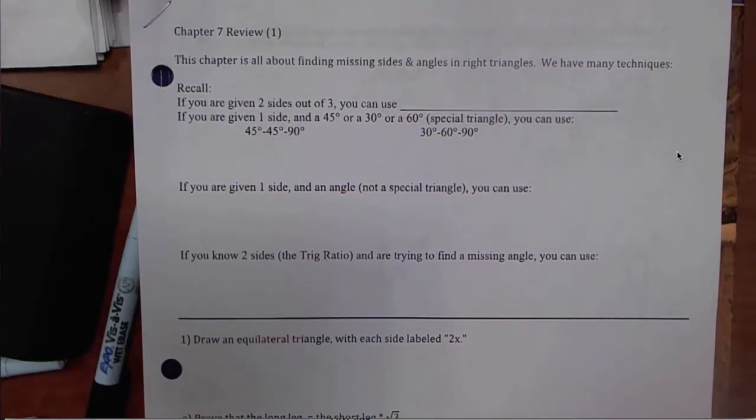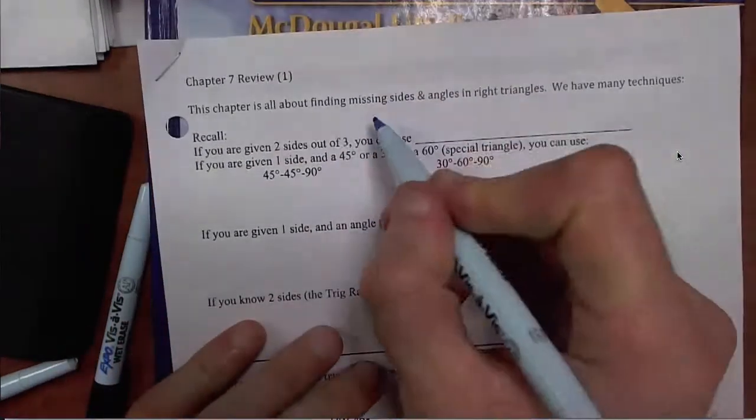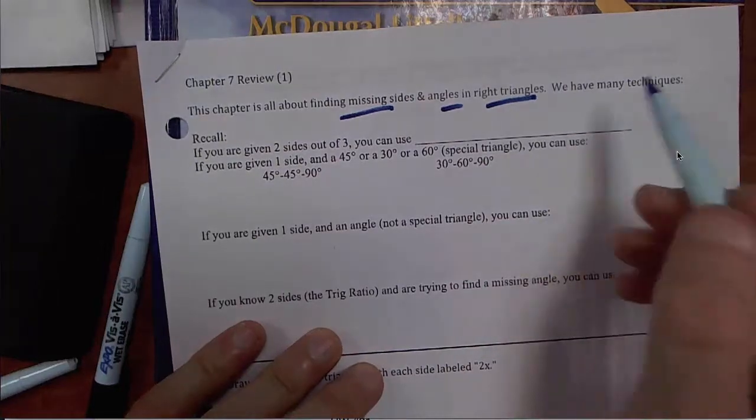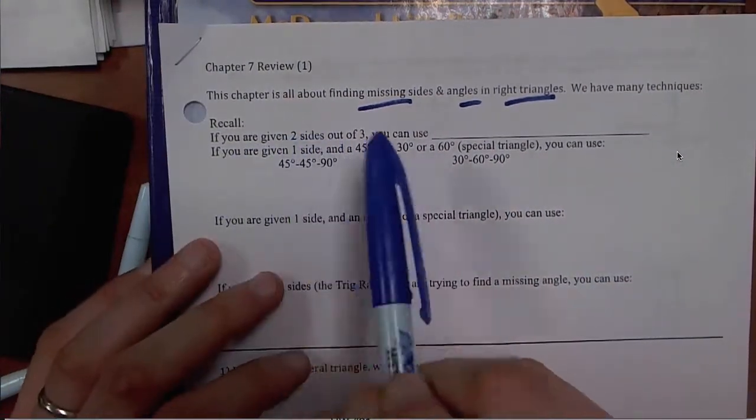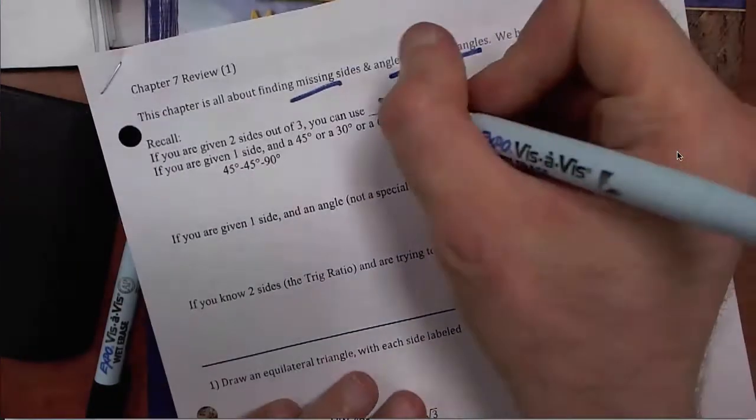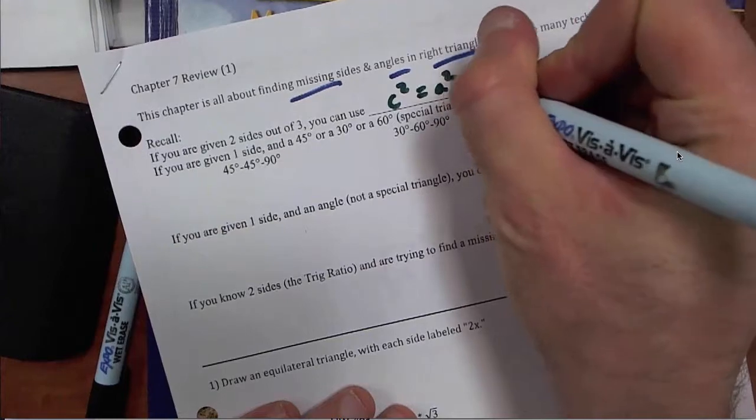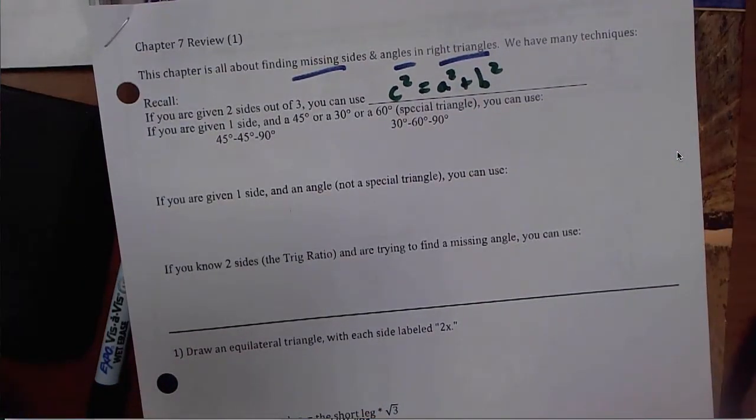Okay, so now we're going to just do a couple of these problems together for our Chapter 7 review, just to make sure we're on the same page here. So, again, this chapter is all about finding missing sides, missing angles in right triangles. And we have many techniques. So remember, if you are given 2 sides out of 3, you can always simply use our good old friend, the Pythagorean Theorem. C squared equals a squared plus b squared.